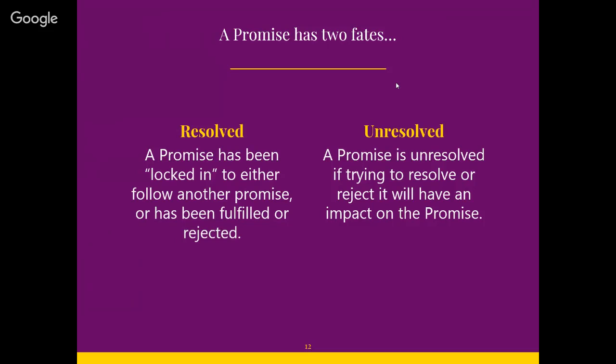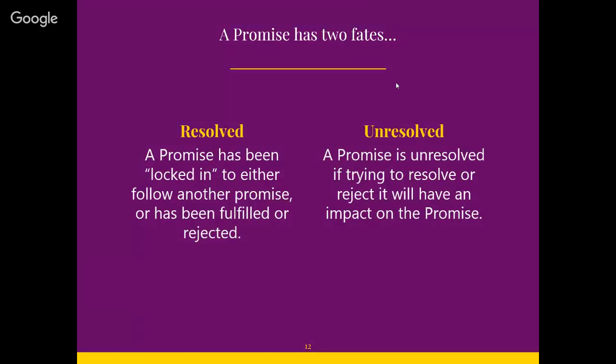A promise is resolved if trying to resolve or reject it has no effect. So this means that the promise has already given the results of the producing code to the consuming code. On the other hand, a promise is unresolved if the consuming code is still waiting for the producing code to finish executing. So remember that if a promise is unresolved, this means that the state of the promise is pending, so it's not yet fulfilled or rejected.